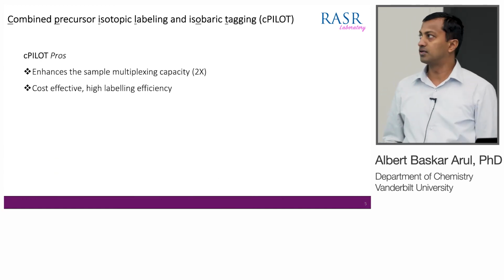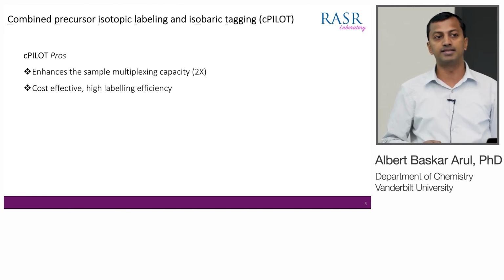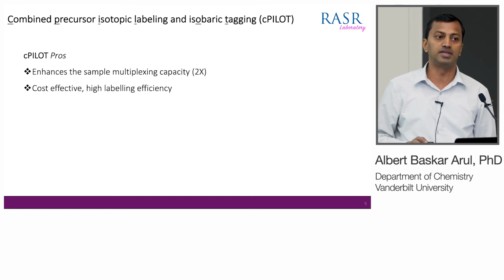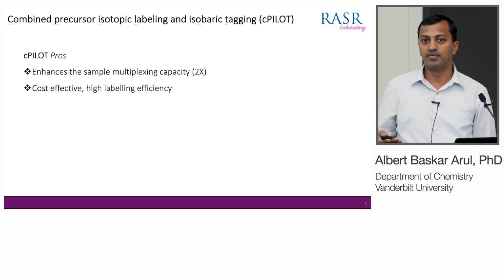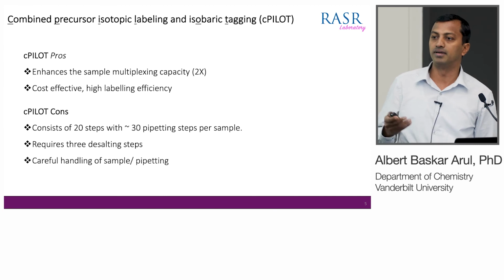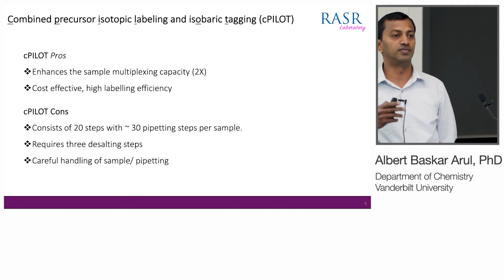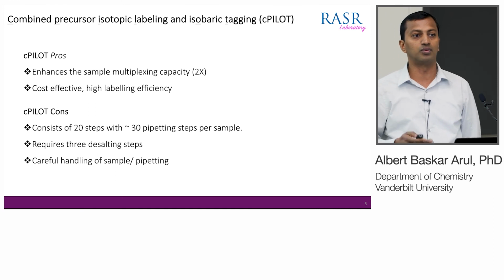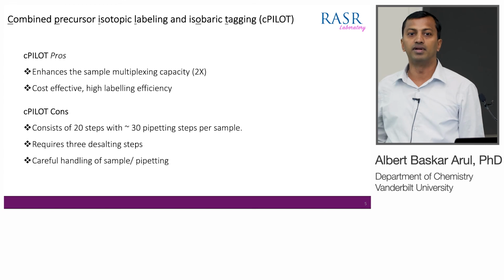Some of the advantages of using cPILOT are that it enhances the multiplexing capacity of commercially available tags. If you have a 16-plex tag, with this technology we can multiplex it by a factor of 2. It's also cost effective and has a high labeling efficiency. Labeling efficiency is very important for quantifying your peptides. If your peptides are not labeled, then we cannot quantify them in a reproducible manner.